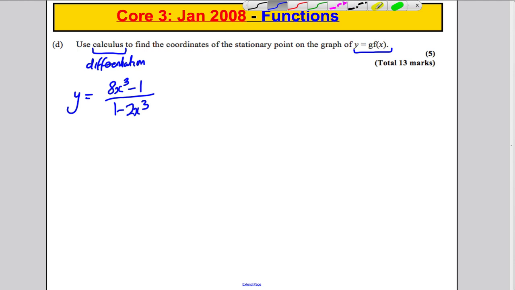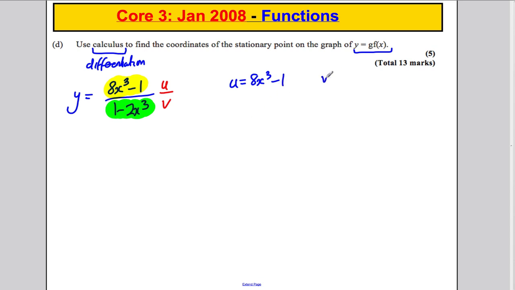Now, you should notice that there's a function of x on top and a function of x on the bottom. It is a u over v scenario. It is the quotient rule. So you let your u be 8x cubed subtract 1 and your v be 1 subtract 2x cubed. You differentiate u and you get 24x squared. You differentiate v and you get negative 6x squared.